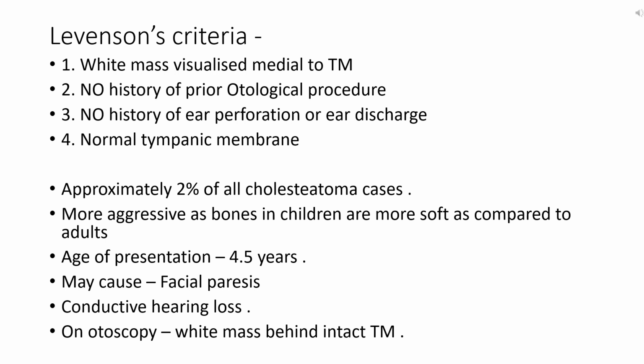It is more aggressive. Why is it more aggressive? Because bones in children are softer compared to adult bones. Common age of presentation is approximately 4 to 4.5 years. And what are the symptoms of congenital cholesteatoma? It may cause facial paresis and conductive hearing loss. Why does conductive hearing loss occur? Because of the erosion of ossicles. And what are the important signs? On otoscopy, we will see a chalky white mass visualized behind an intact tympanic membrane. So that was all about congenital cholesteatoma.